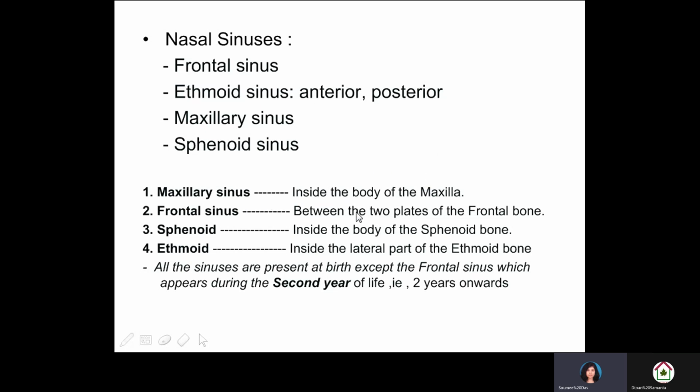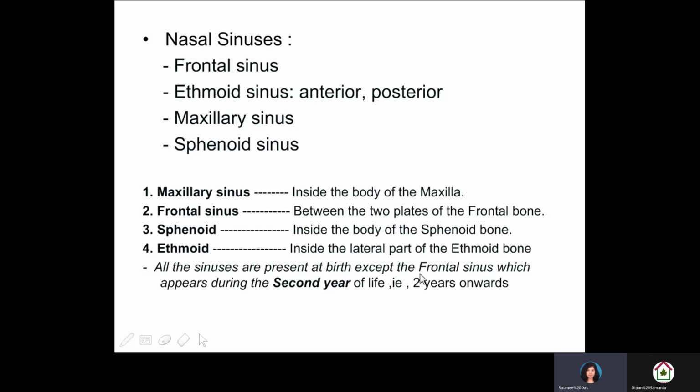Maxillary sinus lies in the body of maxilla, as the name suggests. Maxilla is a facial bone. Frontal sinus lies between the 2 plates of the frontal bone. Sphenoid sinus lies inside the body of the sphenoid bone, and ethmoid sinus lies inside the lateral part of the ethmoid bone.